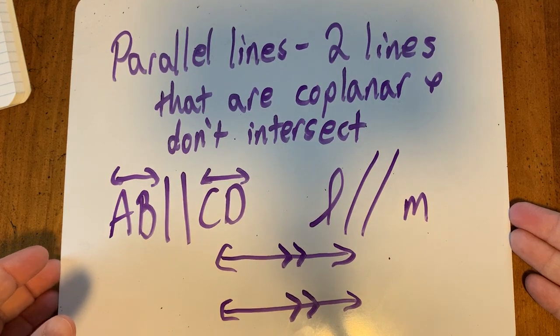So those are parallel lines. You're mostly familiar with those. You dealt with them in Algebra 1, but more in the sense that they had the same slope when they were in the coordinate plane. Now we're going to be going more of a geometric approach to that.